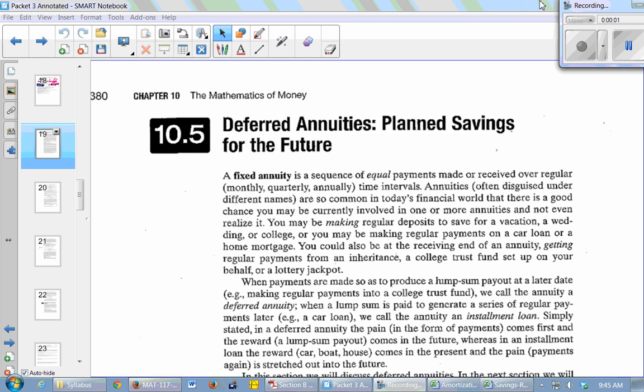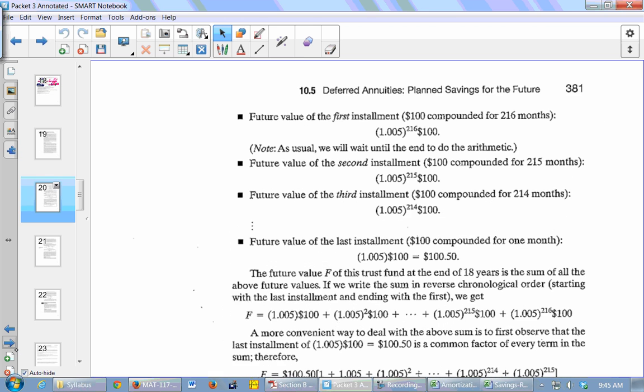The section that we're going to cover is about deferred annuities, which is planned savings, where you set money aside every month or every year in an effort to reach retirement. This section is no longer in our textbook, the current version. It used to be in the textbook in a previous edition. So in your packet, I scanned the pages from a previous edition so you can read what used to be in the text.